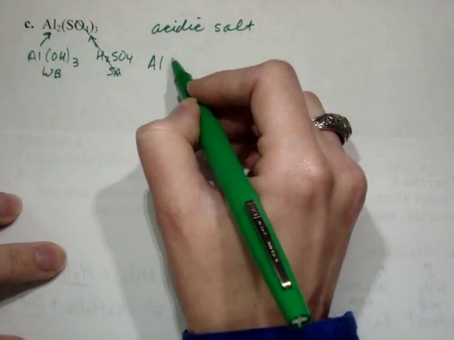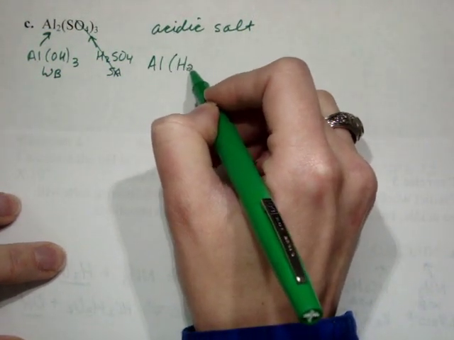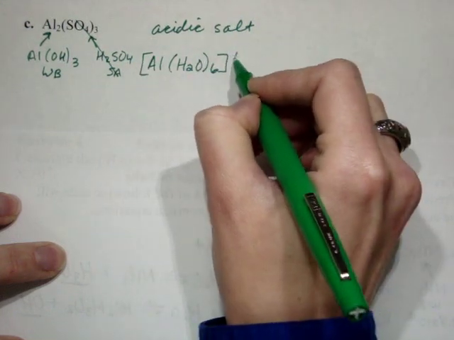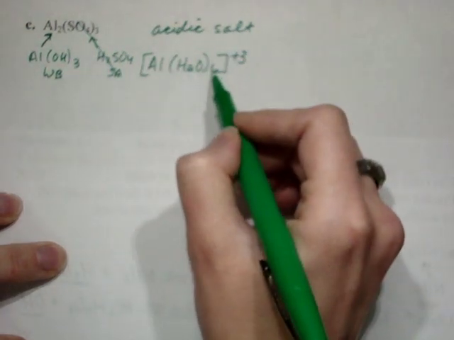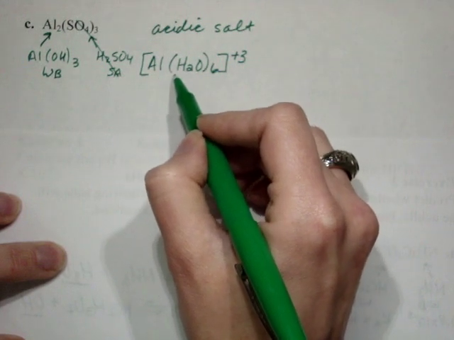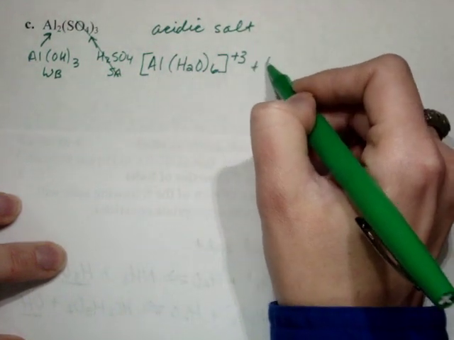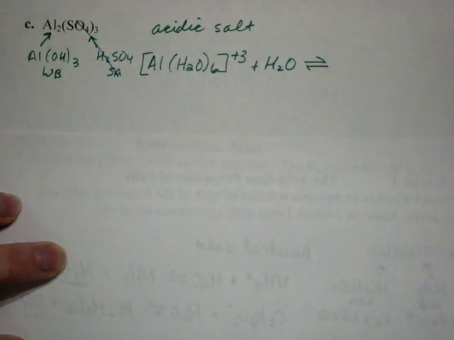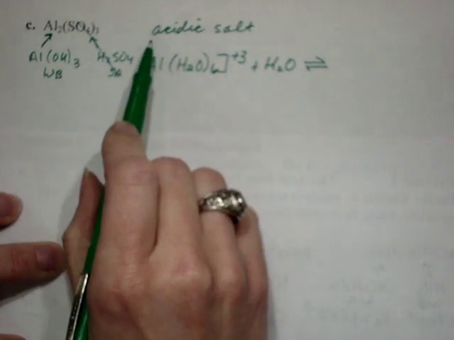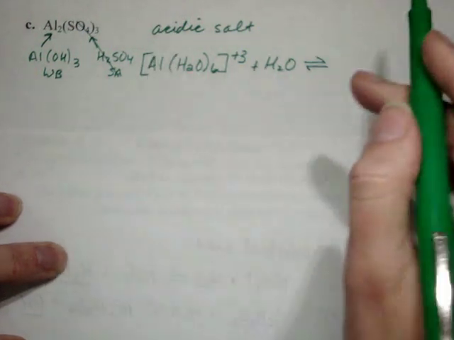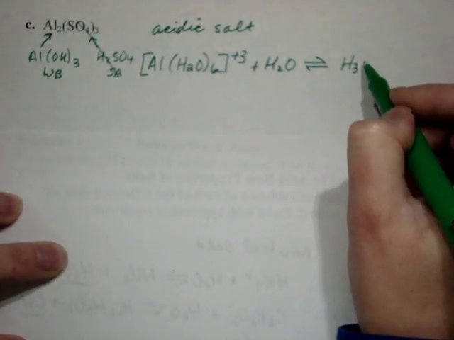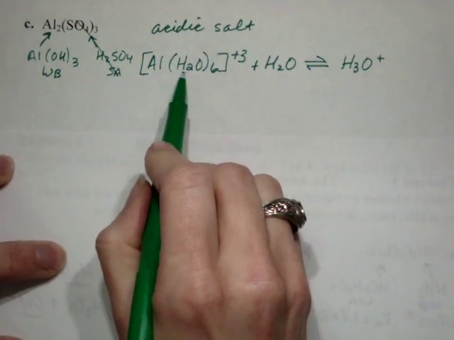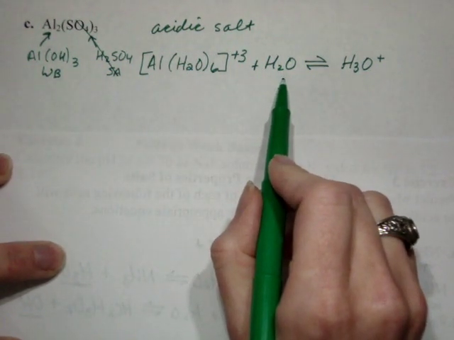So what we have to do is consider it the way it actually exists in solution, which is as a complex ion. So we have hexaaqua aluminum 3 plus water, and then we need to figure out what's happening here. We know that this is going to be an acidic salt, so that tells me that whatever happens, I need to get a hydrogen off of this aluminum and put it onto water.